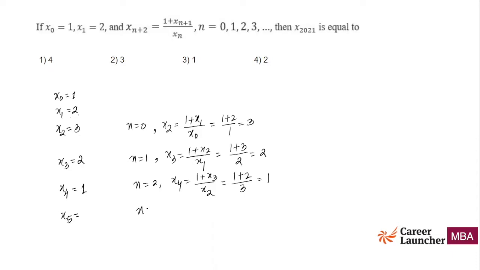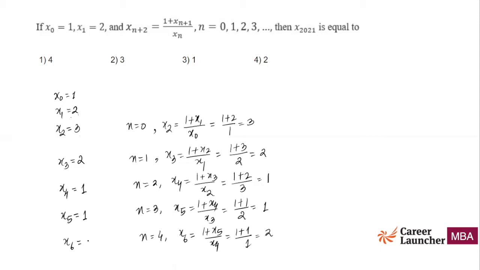For x5, I need n is equal to 3. So I will have x5 is equal to 1 plus x4 whole divided by x3. x4, we just saw what x4 was. And x3 is known to us as this. So this gives us 2 by 2, which is 1. Kind of like a weird looking series, but we have to trust that there will be some pattern. And x6 is going to be 1 plus x5 upon x4. So 1 plus previous value is 1, and then whole divided by 1, which will give us 2. So this turns out to be 2.